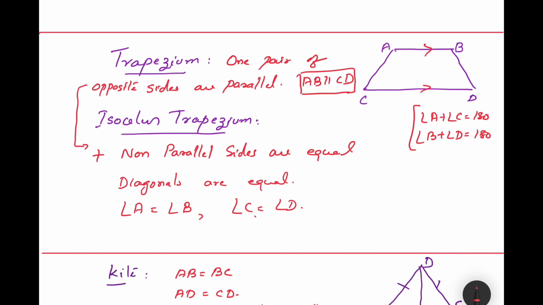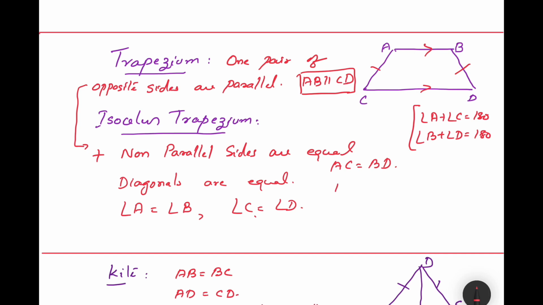Now, isosceles trapezium, you will have one pair of sides parallel and the non-parallel sides are equal. So, AC is equal to BD, then it is called an isosceles trapezium. In an isosceles trapezium, the diagonals are equal.